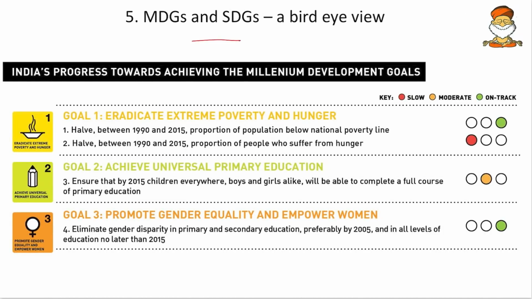And then come to the next, an overview on the MDGs and the SDGs. Whenever we speak of the MDGs, our performance in all those goals becomes important. So here we have various goals. MDG first speaks of the eradication of poverty and hunger. In that we are going slow. Then we have universal primary education. In that we are going at a moderate pace. And then promote gender equality and women empowerment. In that we are moving considerably faster. So we are on track.